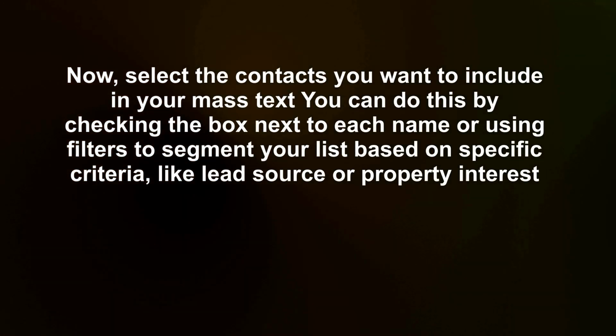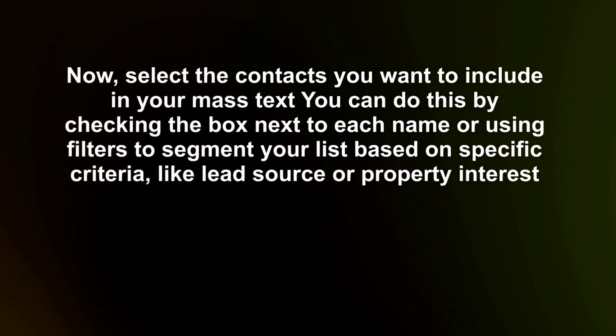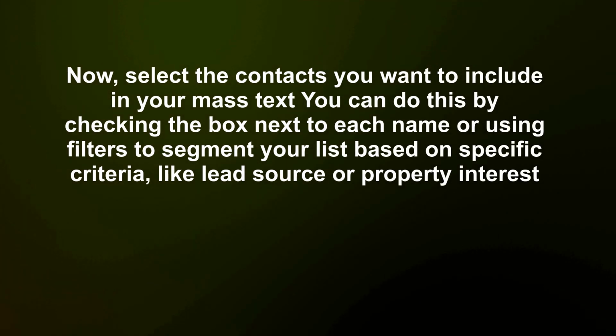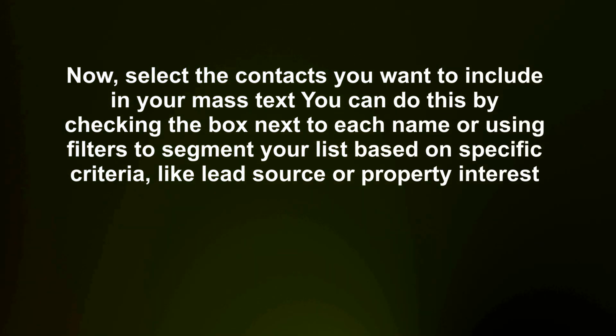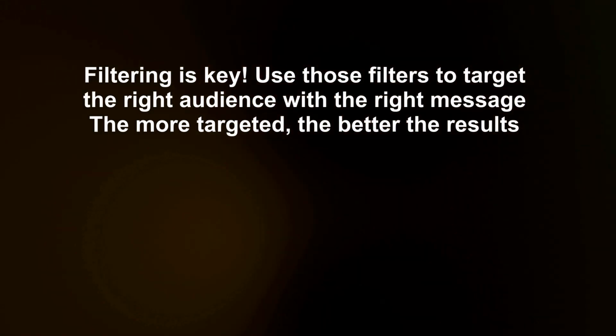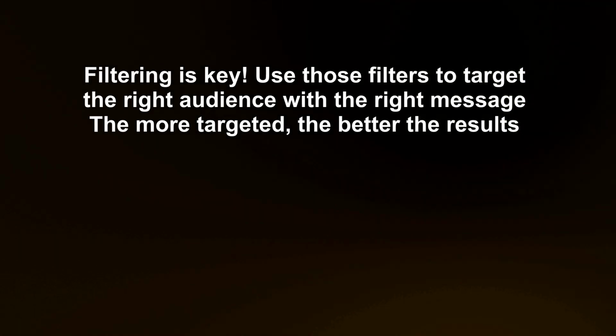Now, select the contacts you want to include in your mass text. You can do this by checking the box next to each name or using filters to segment your list based on specific criteria, like lead source or property interest. Filtering is key. Use those filters to target the right audience with the right message. The more targeted, the better the results.